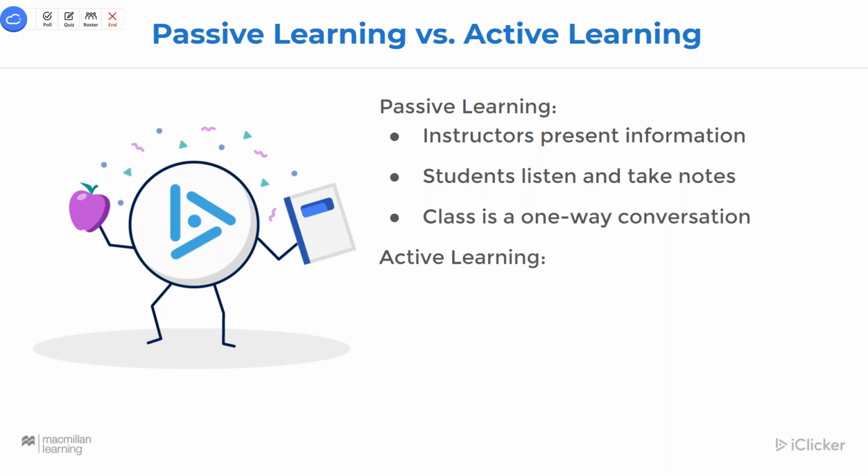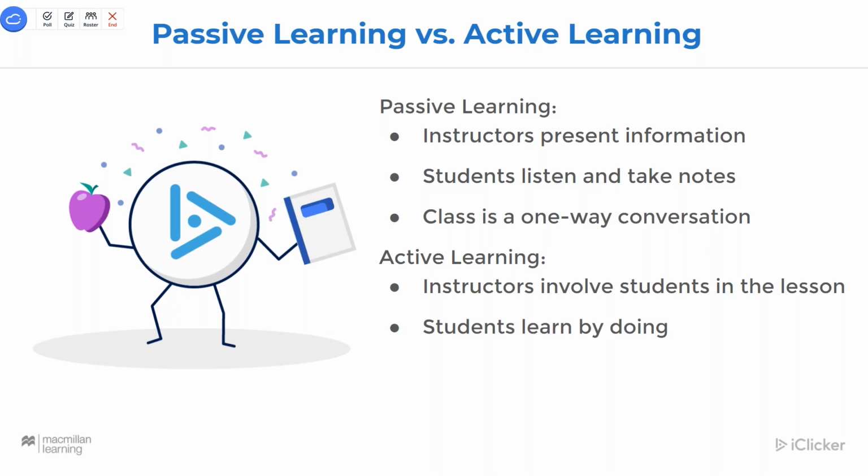Now, with active learning, instructors are really involving students in the lesson. Students are integral to the lesson itself. Students learn by doing. So this could be experimentation, this could be discussion, this could be responding to questions using iClicker. And it's great to think about class as a two-way conversation.